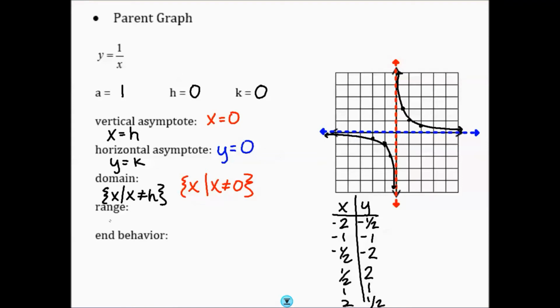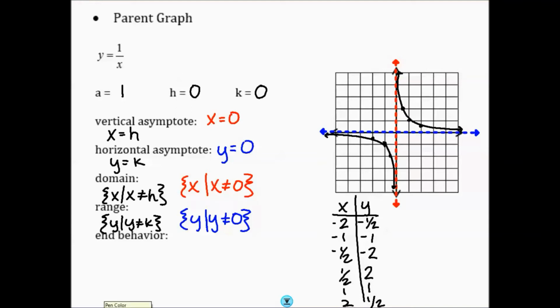Similarly, the range is related to the horizontal asymptote. So our range is always going to be y such that y does not equal k. So for this problem, the range is y such that y does not equal 0. Okay, and you can verify that by looking at the graph. On the graph, if you look at how low the graph goes, this left branch of the graph goes all the way down to negative infinity and then gets really, really close to 0. The right branch of the graph goes up to positive infinity and then gets really close to 0. But neither branch ever touches the x-axis, so it is never equal to 0.